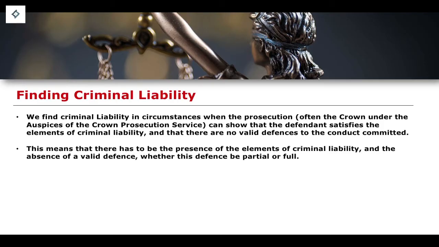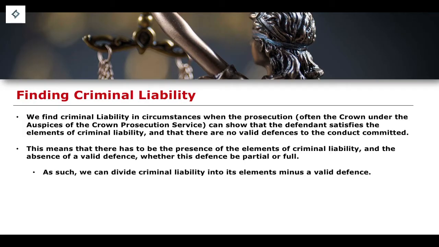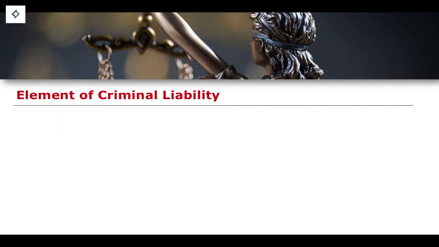And so it means that there has to be the presence of the various elements of criminal liability, for the most part. We will get to strict liability in the future. And the absence of a valid defence is also required. There is also no valid defence, whether this is a defence which is full or whether this is a defence which is partial. So some partial defences may not necessarily absolve criminal liability in its entirety, but may reduce criminal liability from, say, murder to manslaughter, for example. So we can divide criminal liability into its component elements, and then we can minus the valid defence. We will get to defences after we have covered the offences at the end of this series of lessons.